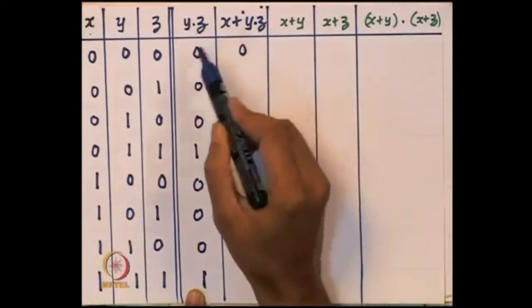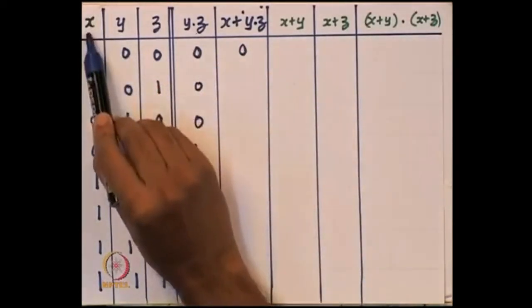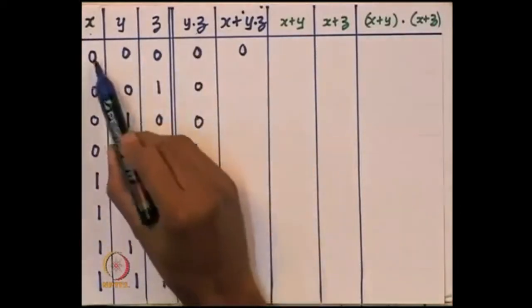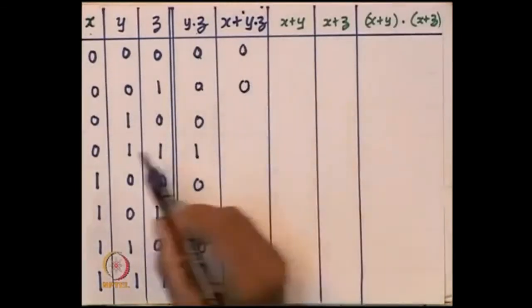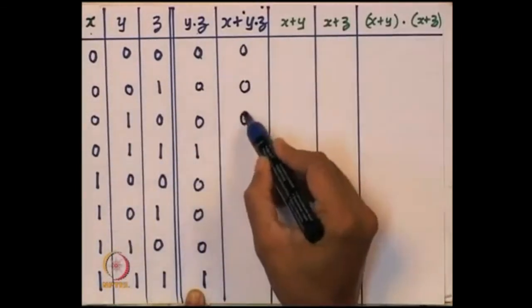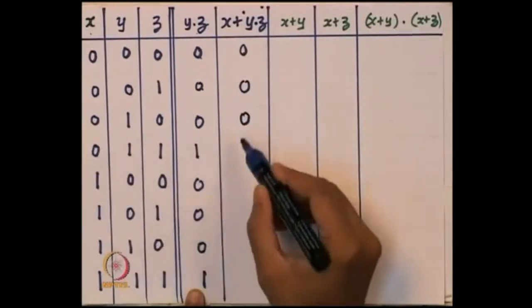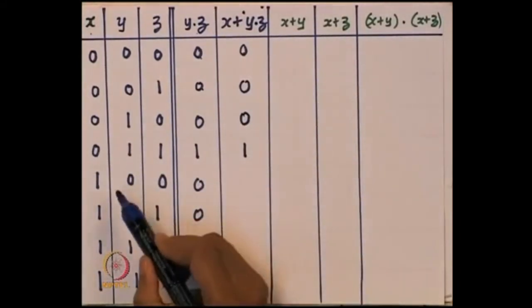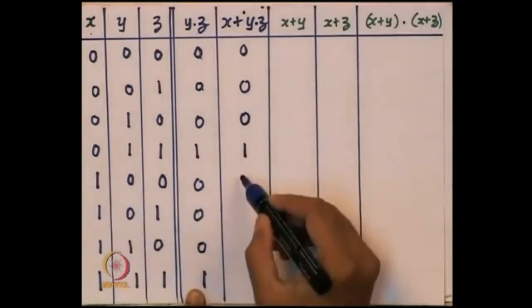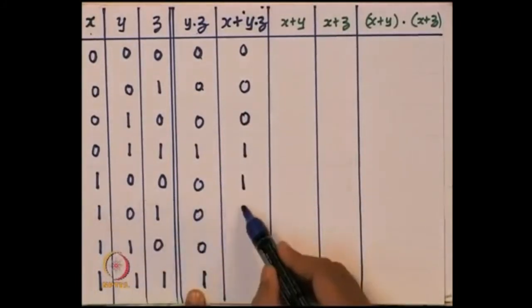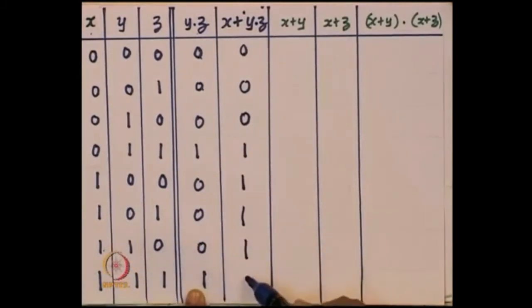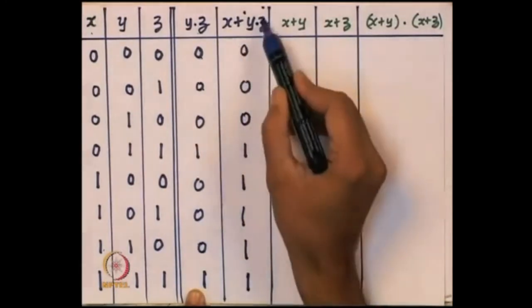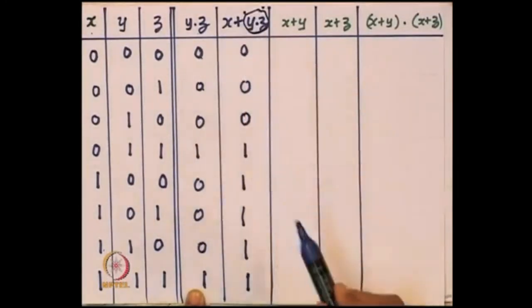We will see the LHS. LHS is taking the logical OR of this column and this column. So 0 or 0, that is 0, 0 or 0, that is 0 again, 0 or 0, that is 0 again. Now we have 0 or 1, we know that that is 1. Then 1 or 0, that is a 1, 1 or 0, that is a 1, 1 or 0 is a 1, 1 or 0 is a 1. So I took this part first and then ORed it with x. So now we are done with the left hand side.